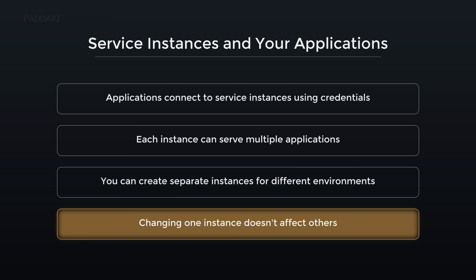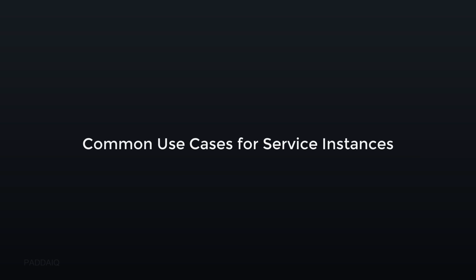Changing one instance does not affect others. This means each service instance operates independently. For example, if you modify the database schema for your development environment, your production database remains completely unchanged. This isolation ensures your applications can evolve safely without unintended consequences across different environments. Common use cases for service instances.